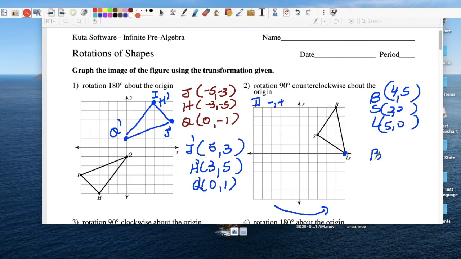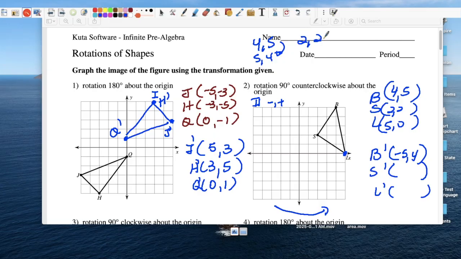So B prime, S prime, L prime. Let's get the numbers out. B prime: if you think about 4, 5, switch the number once, it becomes 5, 4. But in quadrant 2, the first number is negative, the second number is positive. 2, 2, obviously this is silly, but 2, 2 switched is also 2, 2, with the first negative and the second positive. And 5, 0 becomes just 0, 5.